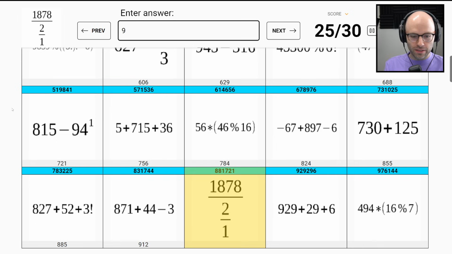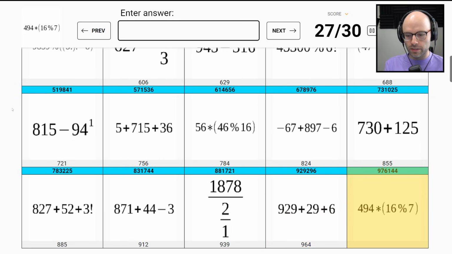It's 939. It's 965. It's 964. Oh, here we go. It's 494 times 2, which is 1,000 minus 8. It's 992. 998. It's 494 times 2. It's 494 times 2.